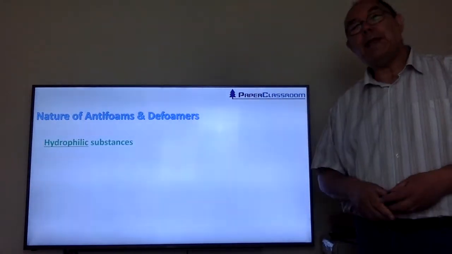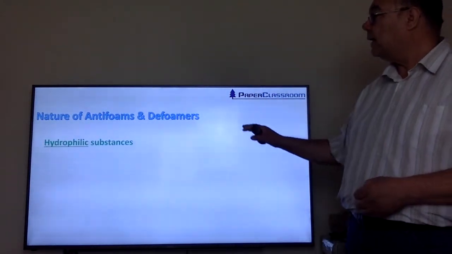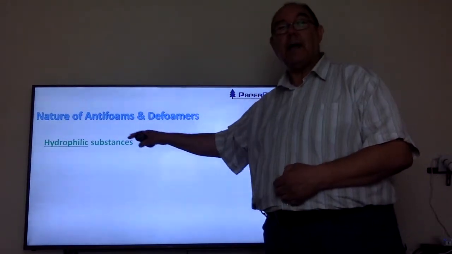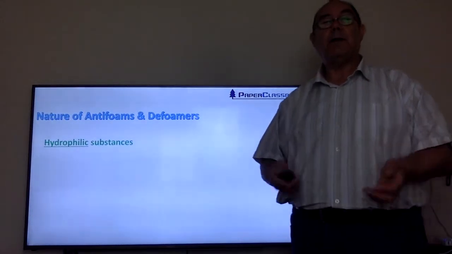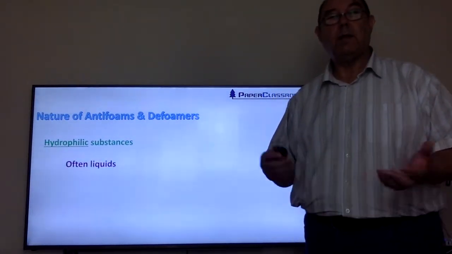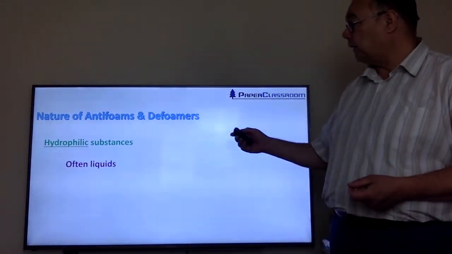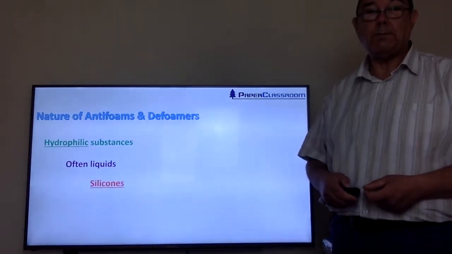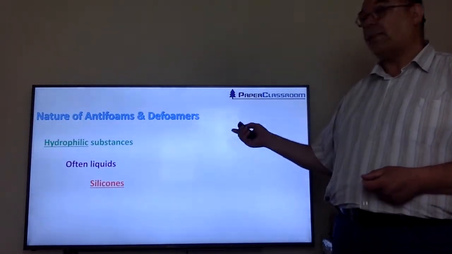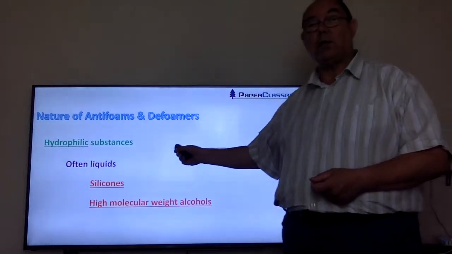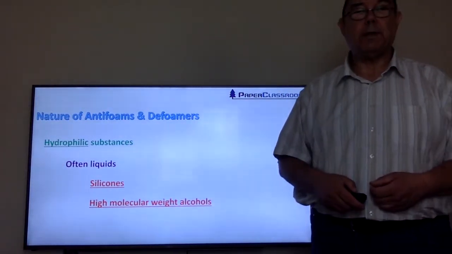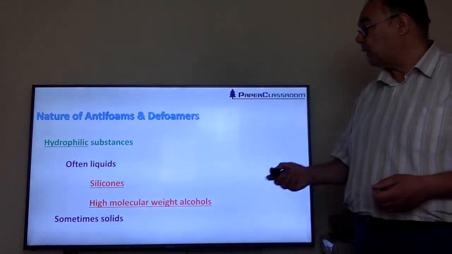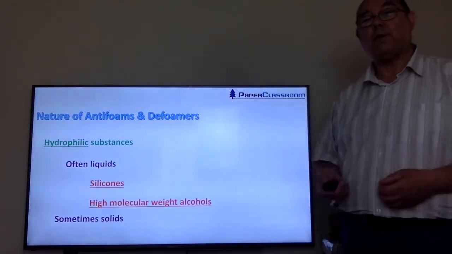And we need to understand the nature of these antifoams and defoamers. Antifoams and defoamers tend to be hydrophobic substances, so they don't mix with water, they are insoluble in water. And there are two types really. Often they're liquids, and the type of liquids we often use are either silicones or high molecular weight alcohols, things like paraffins for example. Or sometimes we use solids, so hydrophobic solids.